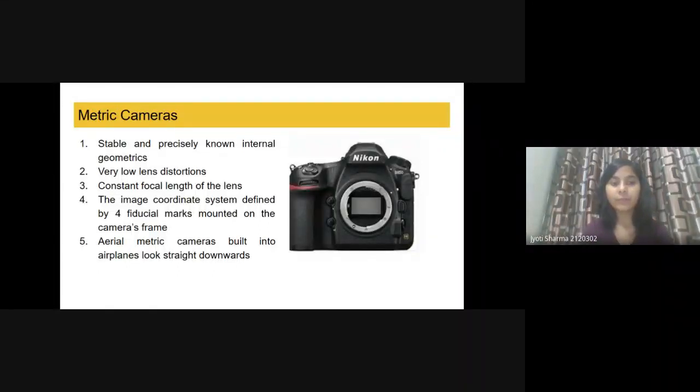Here there will be very low lens distortion, stable and precisely known internal geometry, and constant focal length. There are also some marks through which you can identify the coordinates, and most aerial metric cameras built into airplanes look straight downwards. So these are the metric cameras.